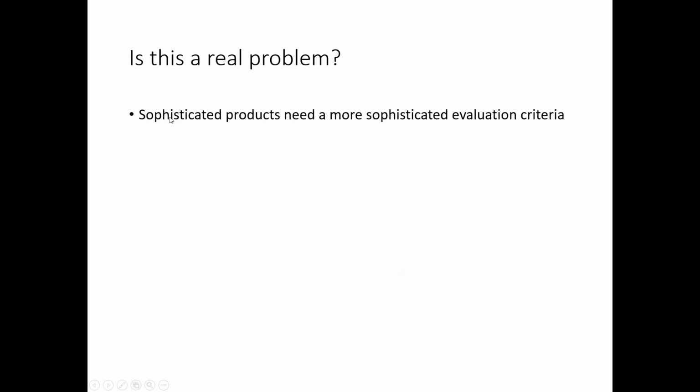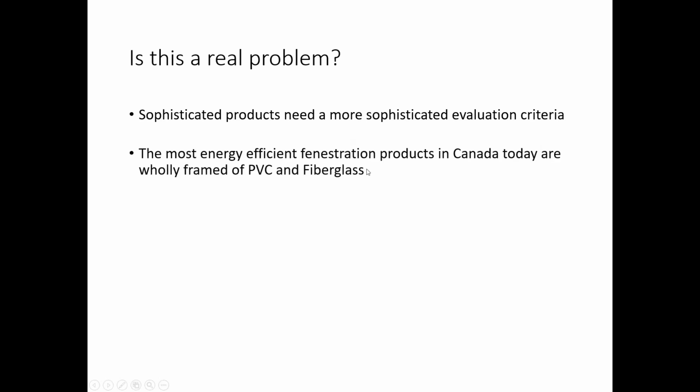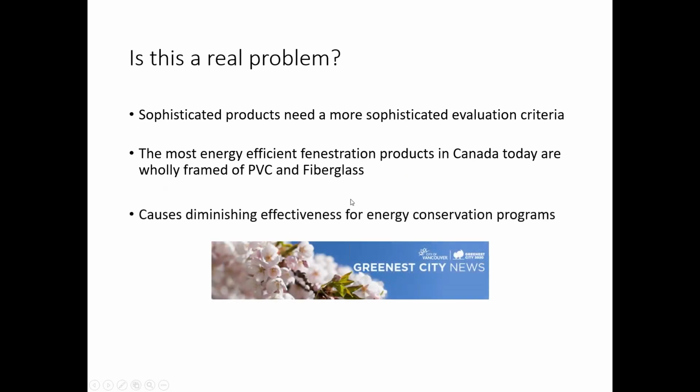So is this a real problem in the industry? Yes, we have more sophisticated products now than ever before. We need an evaluation criteria that keeps up. And the most energy efficient products in Canada and North America today are mostly or even wholly framed from PVC and fiberglass. So to not be able to use them for the majority of large scale buildings that need all the help they can get from an energy efficient products perspective, it actually diminishes the effectiveness of any energy code or any other energy conservation program not to be able to use the most energy efficient products to get there. So we as an industry need to modernize the code.